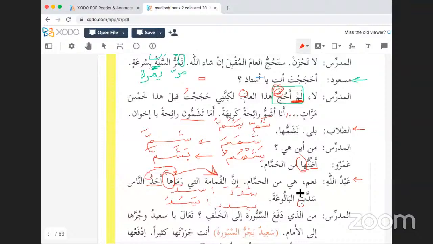Saddat with a kasra on the ta. Al with a kasra on the lam. So that have a kasra to move it. Saddatil balu'ata. Al balu'a, it means the mechanics underneath.